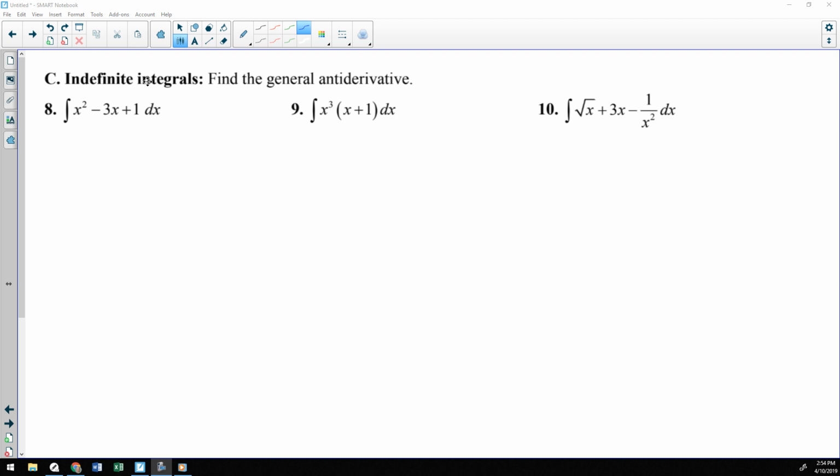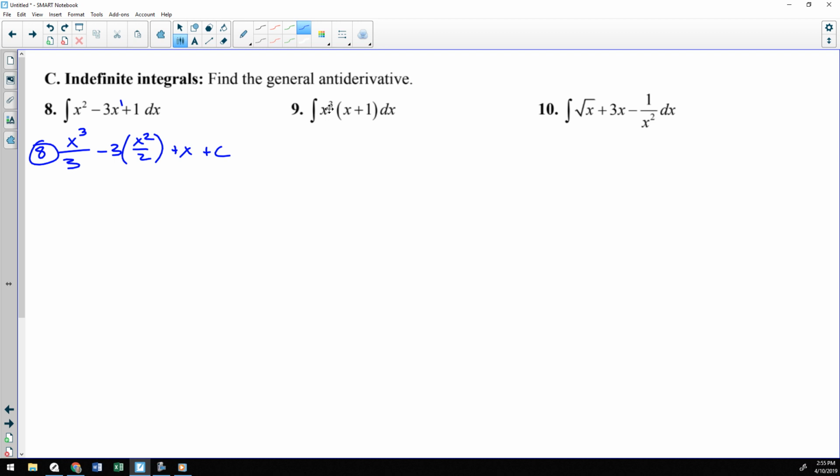We have x squared. You will add 1 to the previous exponent, so x cubed, and you divide by the new exponent. The minus 3 on this one doesn't really come into play. You're focusing on the exponent. That's x to the first. 1 plus 1 is 2, and divide by the 2. And then 1 is the derivative of x. Put a plus c, and that's all there is for number 8.